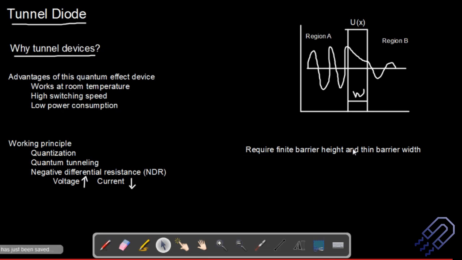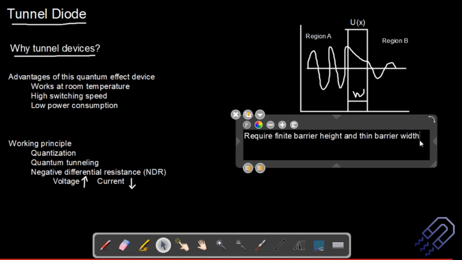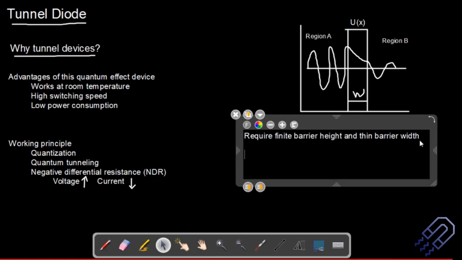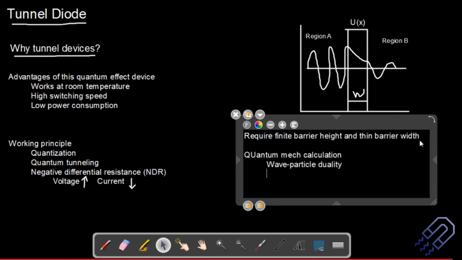And what exactly do we do with the calculations here? How do we know how probable it is to have a tunneling current in a particular system? It will actually depend on your quantum mechanical calculation. If you recall quantum mechanics a bit more, you know that you have to consider this concept of wave particle duality. So I suggest all of you please go through these topics you already know about.